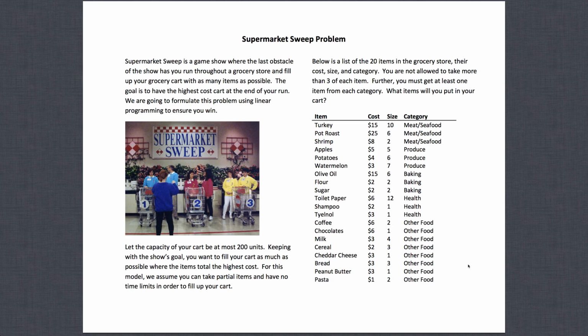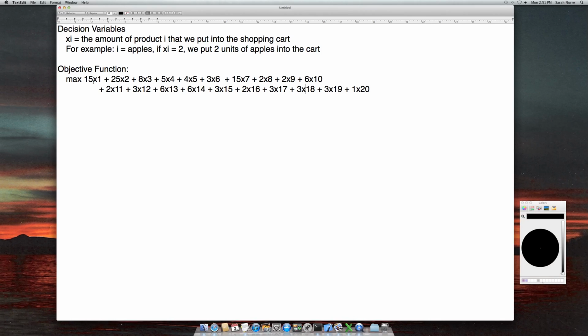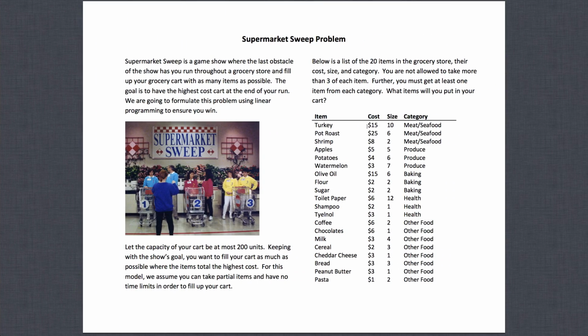And so taking that, I'm going to maximize. I want the highest price cart: 15 times x1 plus 25 times x2, and so on, which is just going back here, this column times the amount of each item.